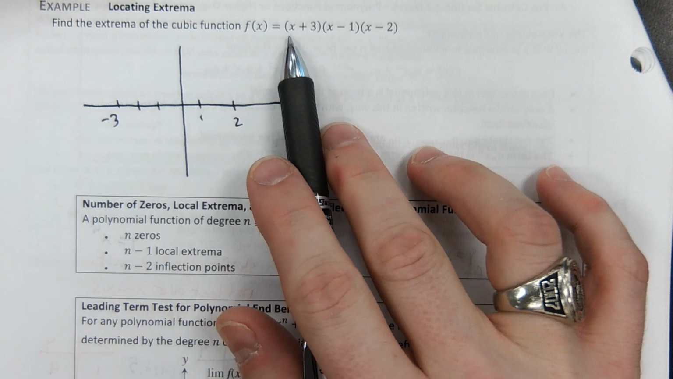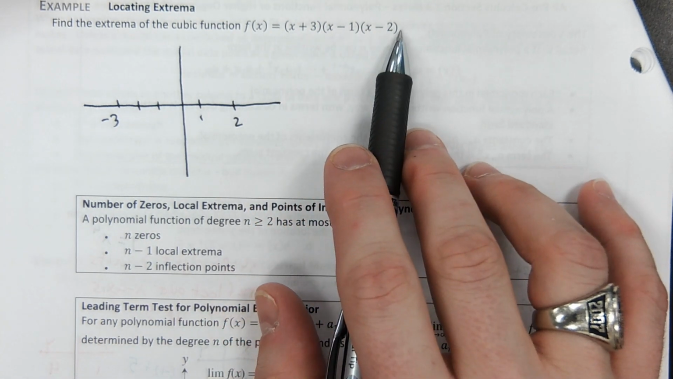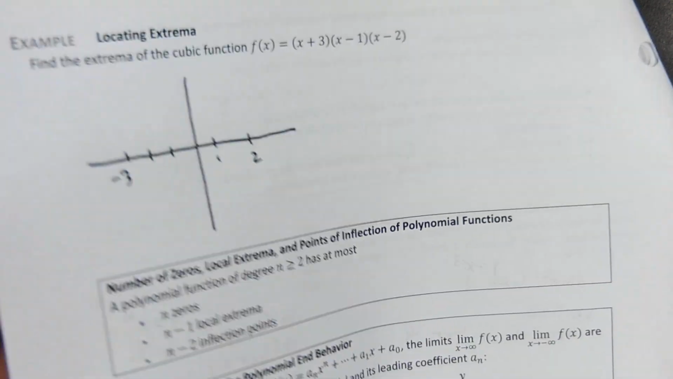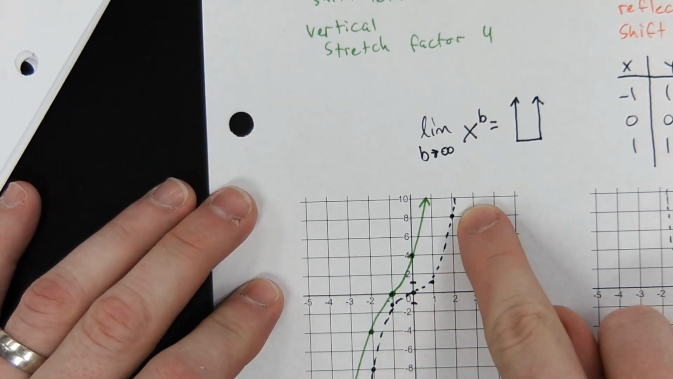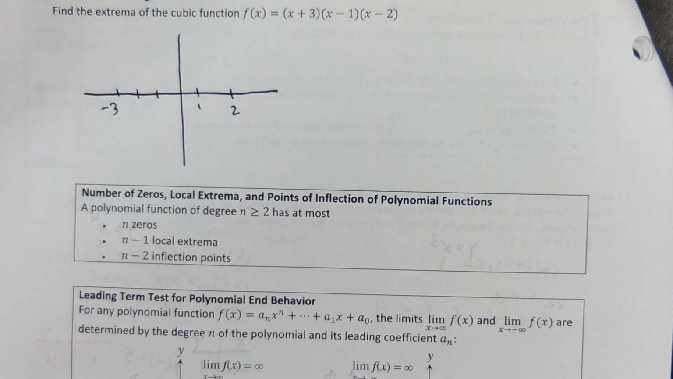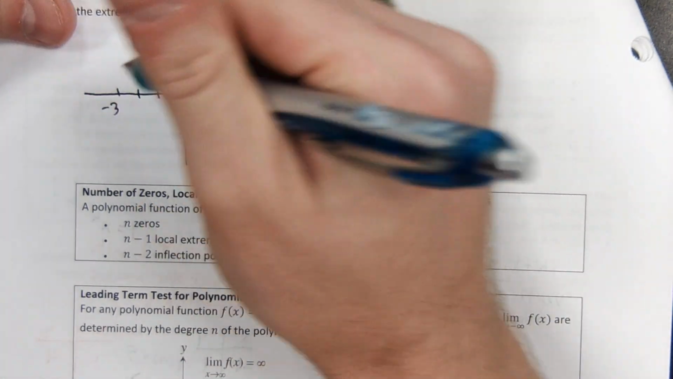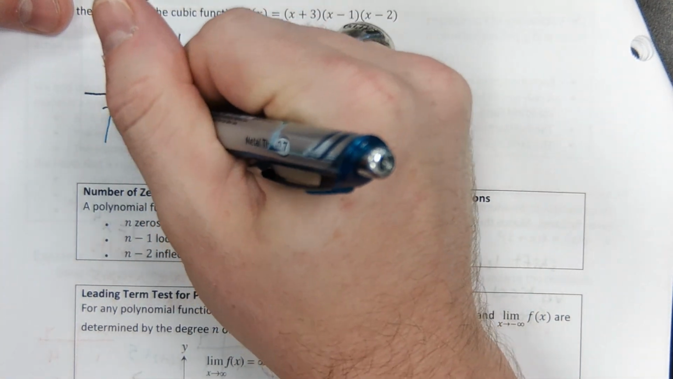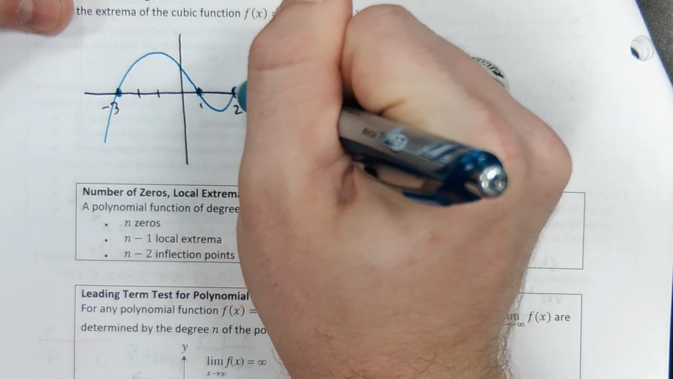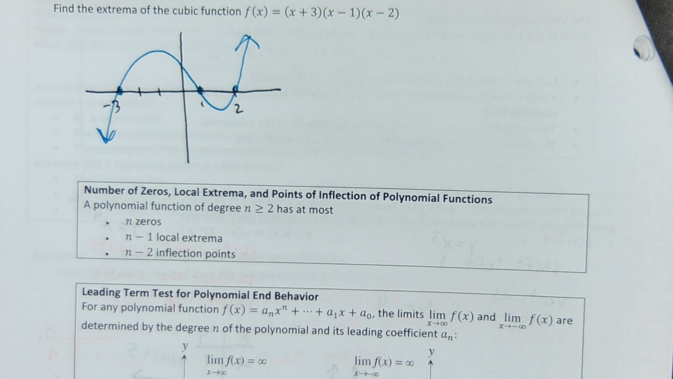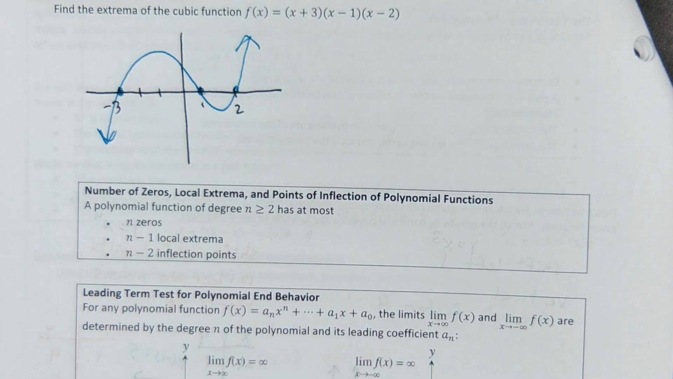If we were to distribute all this out, the front term would be positive x to the third. Which means it's going to have a shape like this, at least in the edges. Notice I didn't put any numbers on my y-axis, because I don't care. It's going to look like this, just like that. And we're going to put that on our graphing calculator in a second to see that.